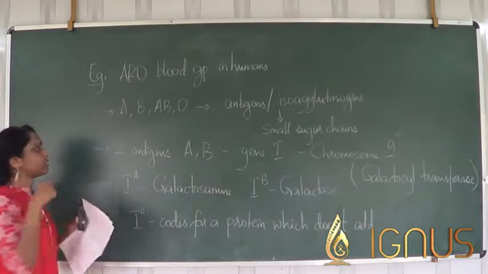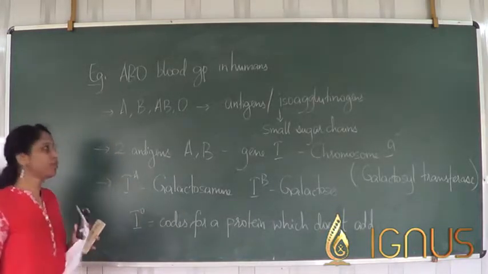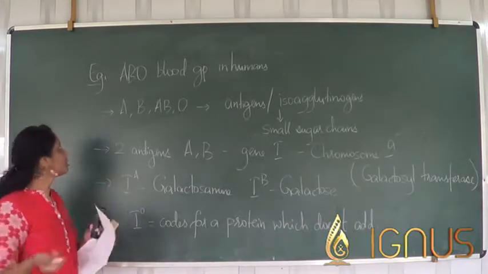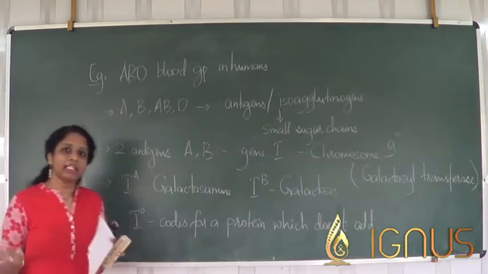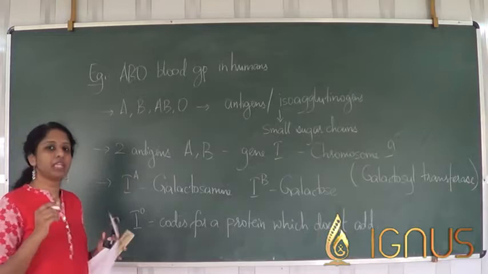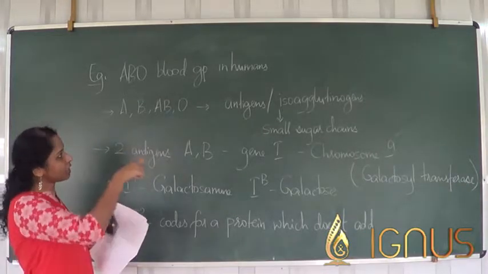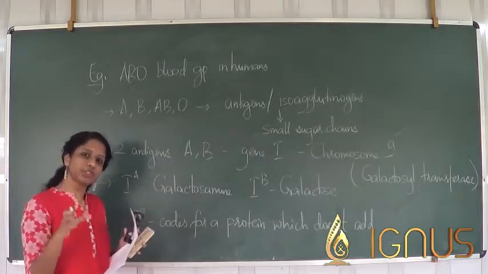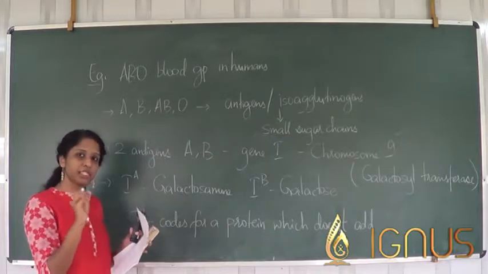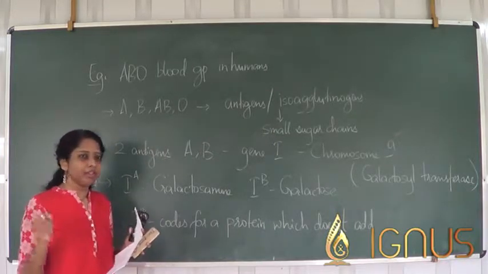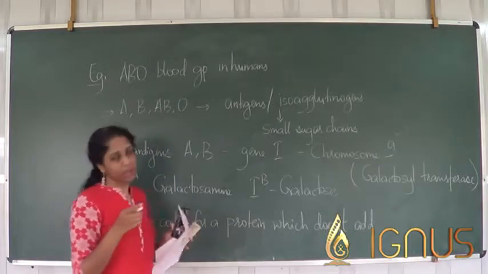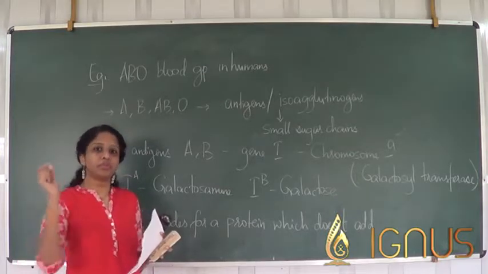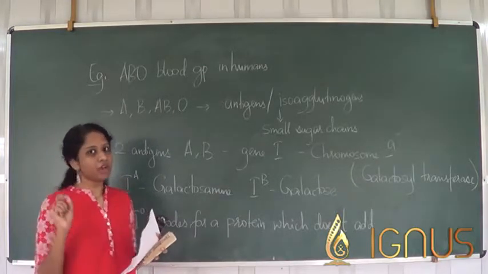Now, an example for multiple alleles, a very well-known example, would be ABO blood grouping in humans. Blood groups in humans are of 4 types, as you know, A, B, AB, and O, and they are separated as that because they have different antigens present on them. Antigens, or as they are known, isoagglutinogens, are nothing but a small sugar chain which is attached to a protein on the surface of the RBC.